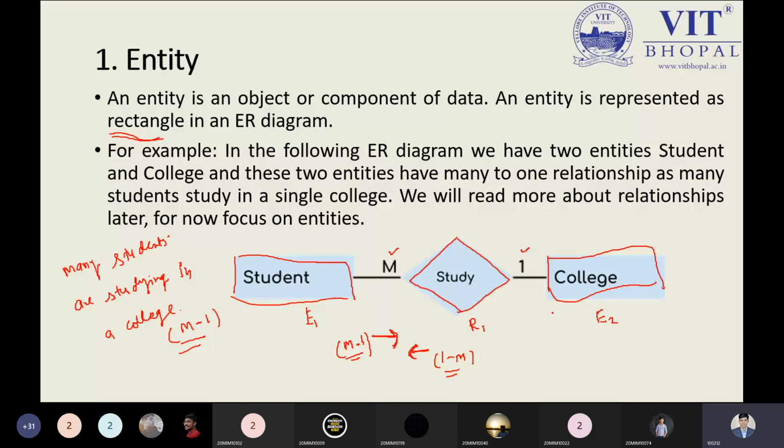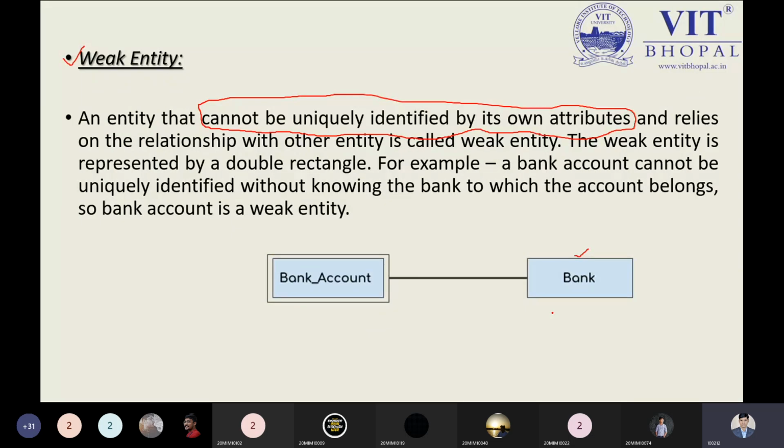So this representation will be done by the entity. Now, the weak entity. As I told you so many times, what is a weak entity? A weak entity means it is not supported by key attributes. If we don't have any key attribute, we are not able to identify our record uniquely. Please focus on the example: a bank account cannot be uniquely identified without knowing the bank.